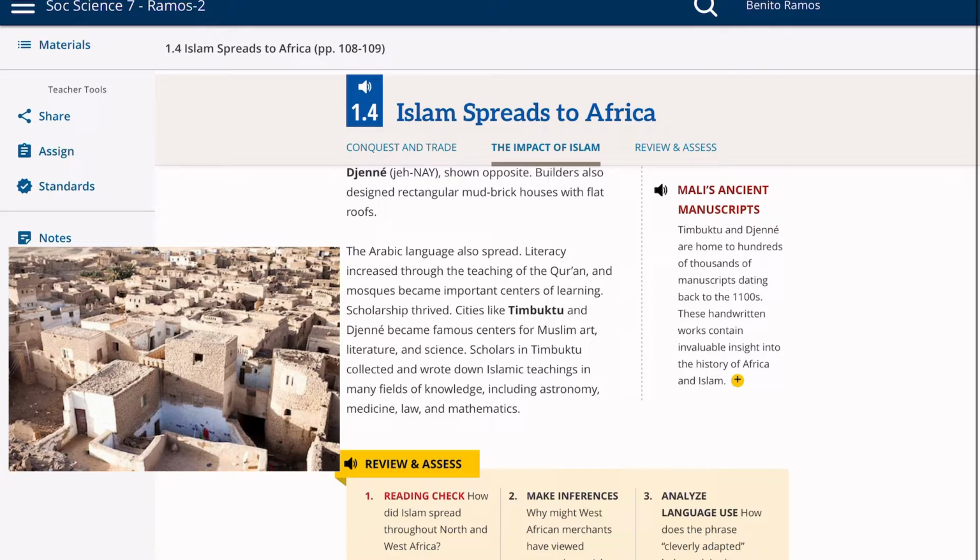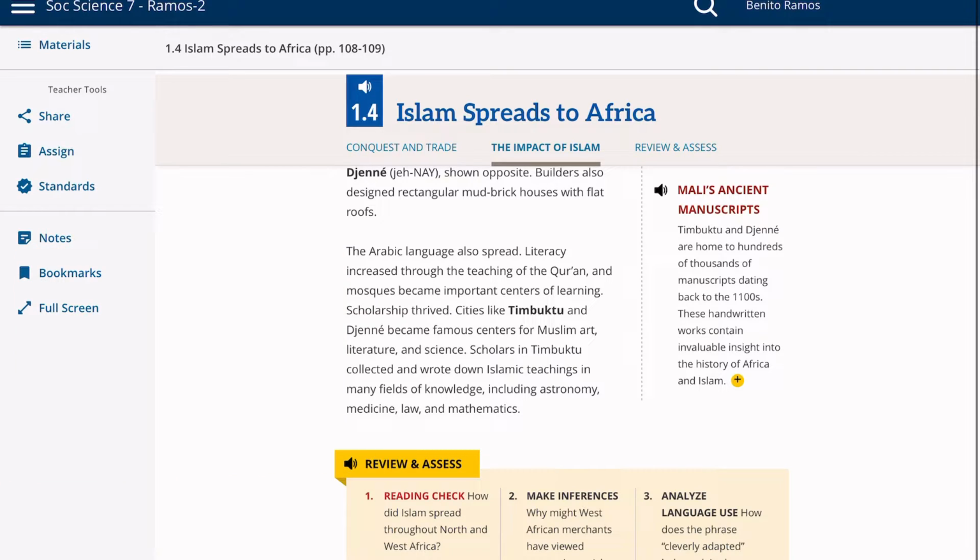Traditional mosque architecture was cleverly adapted to Africa's climate and materials. Builders used mud and even salt blocks. They created impressive buildings like the mud-built mosque in Genève, shown on this page in this lesson. Builders also designed rectangular mud brick houses with flat roofs.